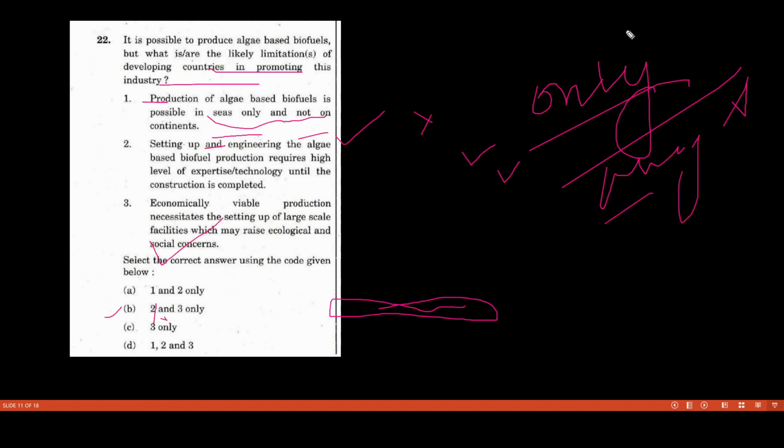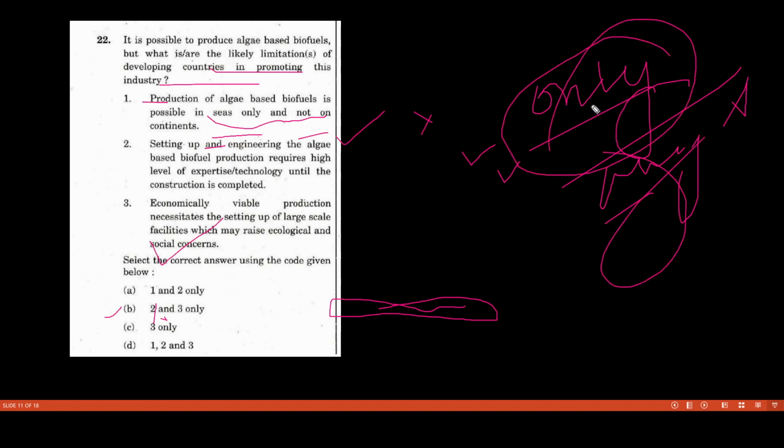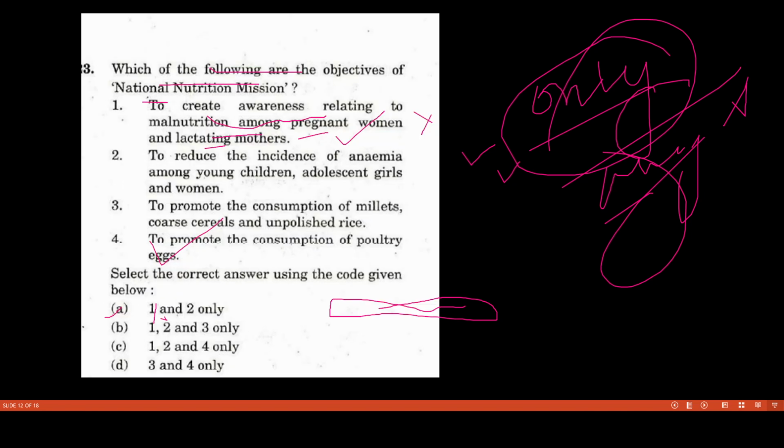But we should not do it like this, that we just saw this word and cancelled it right there. We don't have to do this. All right. Let's move on.